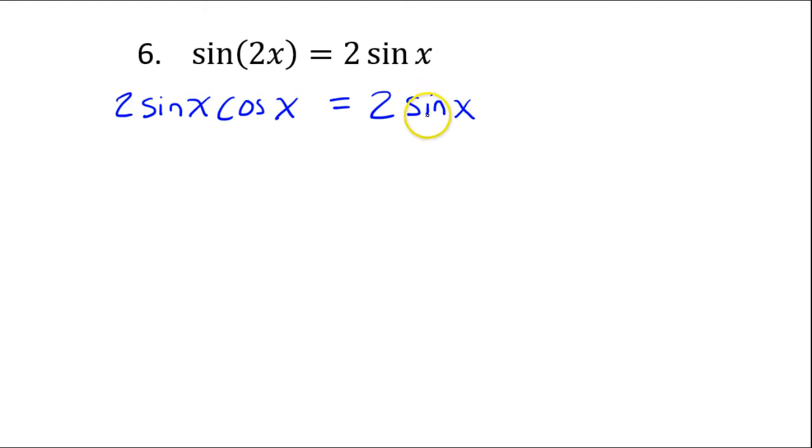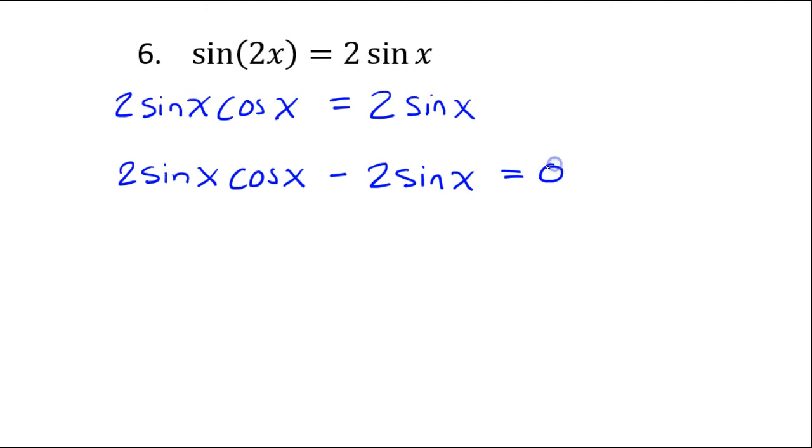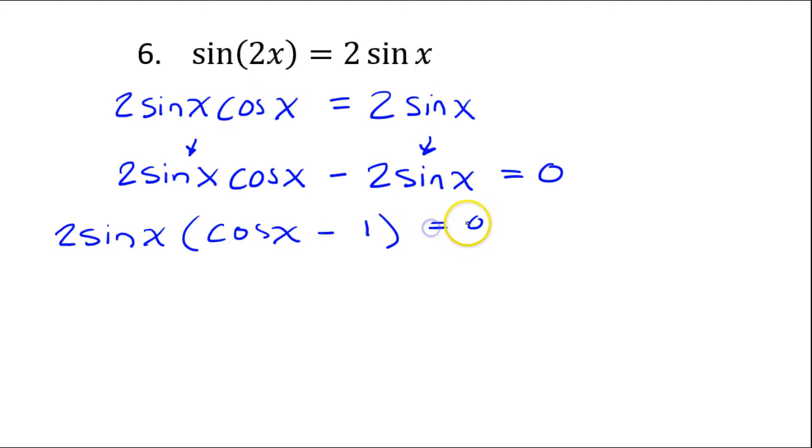Now I'm going to get 0 on one side and factor. So if I subtract this, then I have 2 sine x cosine x minus 2 sine x is equal to 0. Now I'm always on the lookout for common factors. So I see that I have 2 sine x right here, and I have 2 sine x right here. So I can pull the 2 sine x outside of parentheses, and that will leave behind cosine x minus 1 is equal to 0.